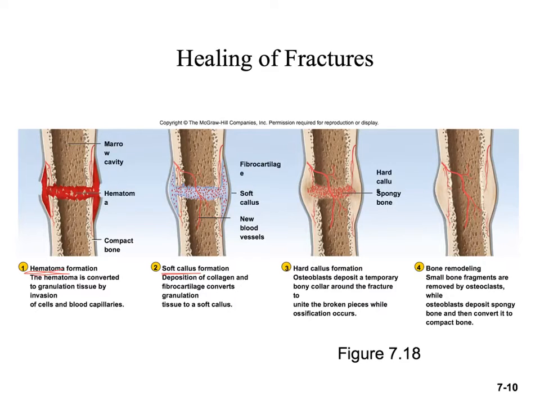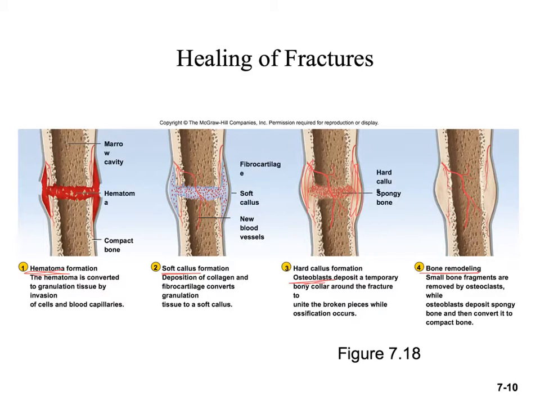Next, we have our hard callus formation. What happens now is you have your osteoblasts that are coming in. These osteoblasts are very important. Obviously, their job is to make osteocytes and to lay down bone cells. It says here it'll deposit a temporary bony collar around the fracture. So this area here is that bony collar around the fracture. And what that does is that it allows those pieces to unite or come back together again while that ossification occurs. So even if you didn't have a cast, your body kind of creates its own while the bone is healing itself.